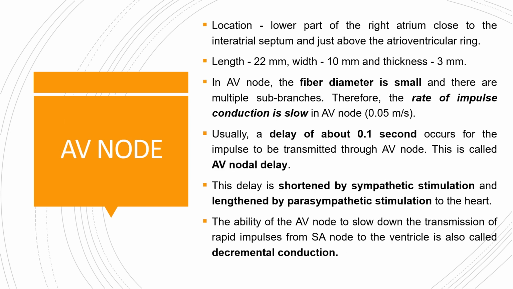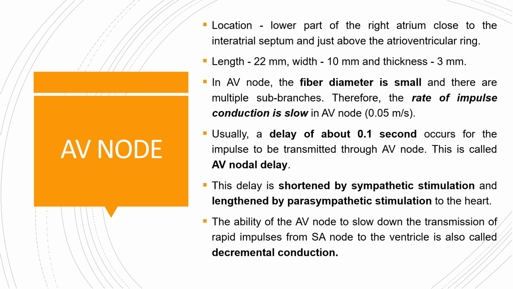Next, coming to the AV node. It is located in the lower part of the right atrium, close to the interatrial septum and just above the atrioventricular ring. It is about 22 millimeter long, 10 millimeter wide and 3 millimeter thick. In the AV node, the fiber diameter is small and there are multiple sub-branches. Therefore, the rate of impulse conduction is slow in AV node, that is, about 0.05 meter per second. Usually, there is a delay of about 0.1 second.